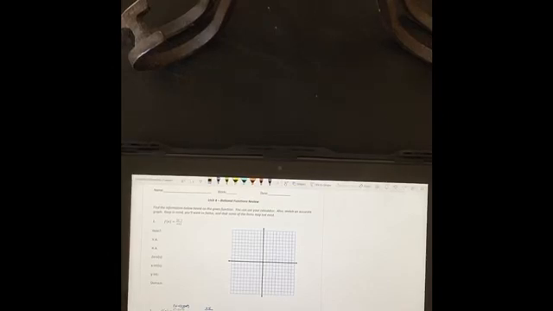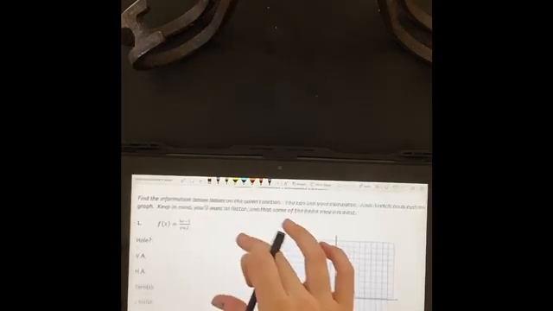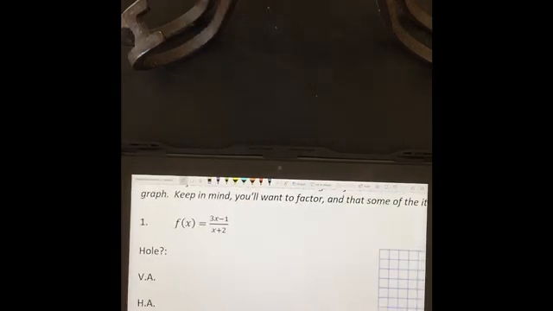Okay, so I'm going to explain how to graph a rational function. We're going to use this problem right here. This problem is 3x minus 1 over x plus 2. So we're just going to go down the list here.